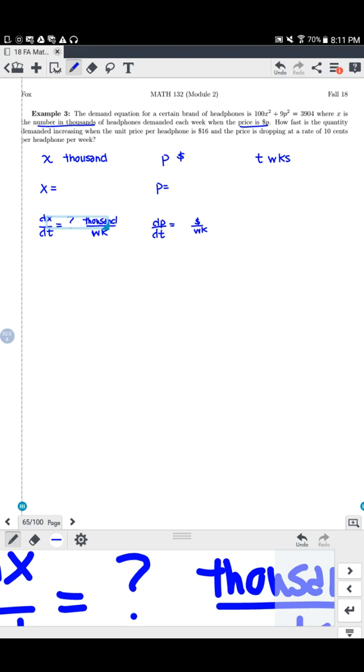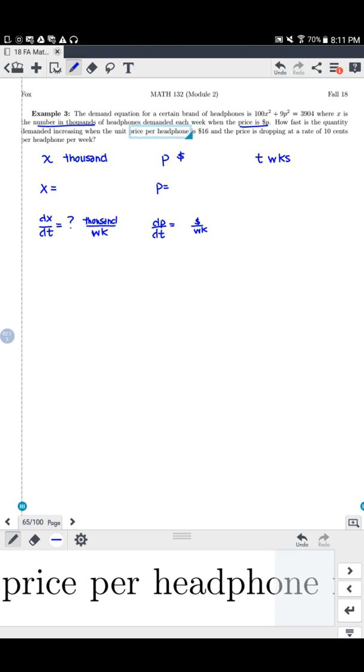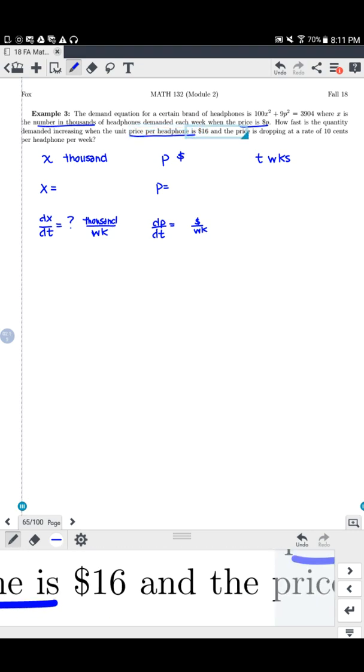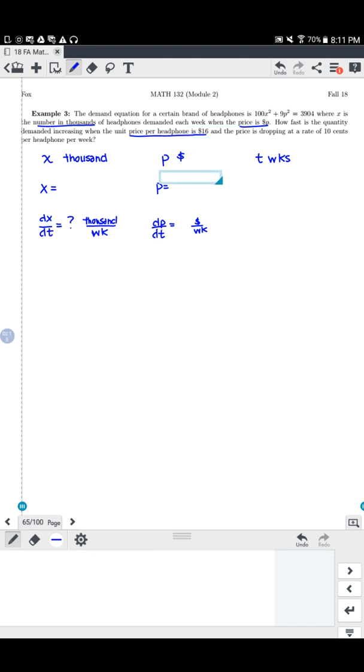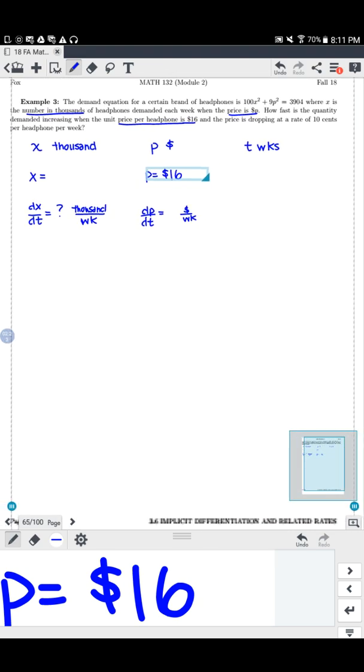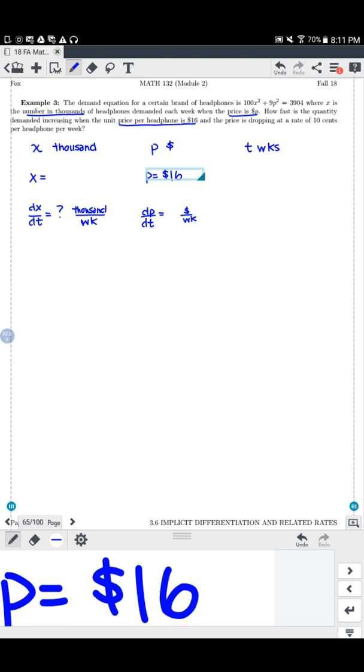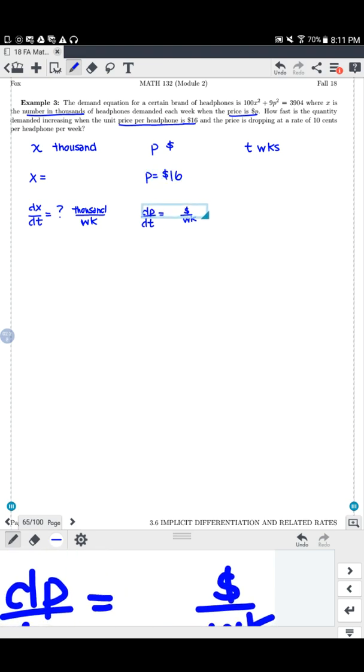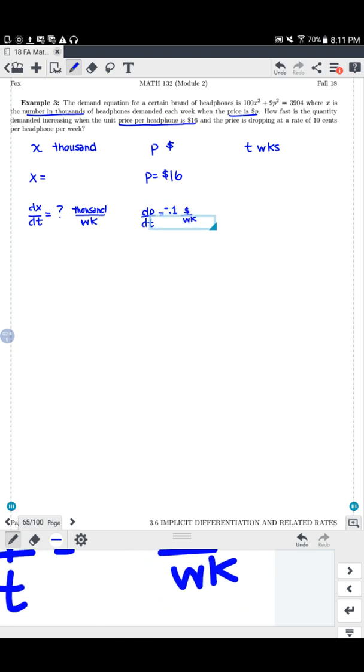When the unit price per headphone is $16. So the current price right now, not how fast it's changing, what it is right now, is $16. So P is 16. And the price, what we're going to do to it this time is we're actually going to drop it at a rate of 10 cents per week. So dp dt is 10 cents per week. So I'm dropping by $0.1. And since I'm dropping my price, I have a negative derivative. So negative 0.1 would be dropping 10 cents per week.